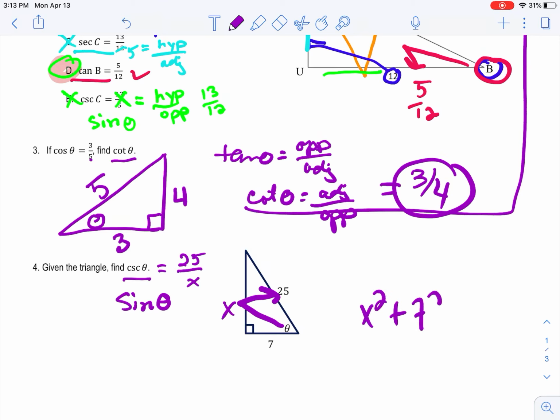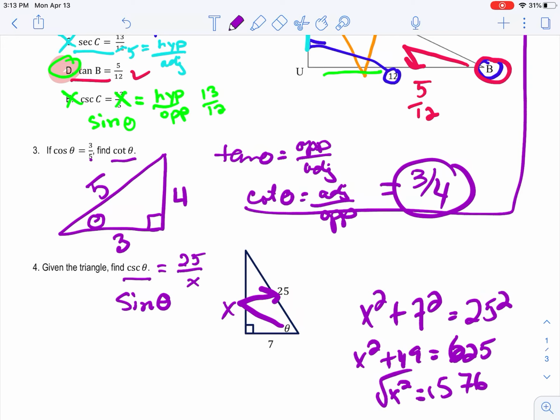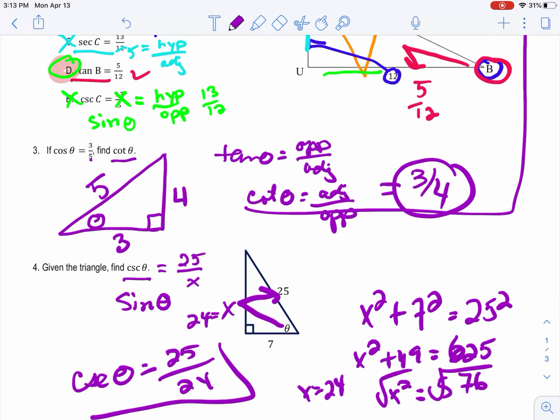So I have x squared plus 7 squared equals 25 squared. X squared plus 49 equals 625. So when we subtract that, 625 minus 49 gives me x squared equals 576. Take the square root and you get x equals 24. So this side's 24. So now our cosecant theta would be 25 over 24.